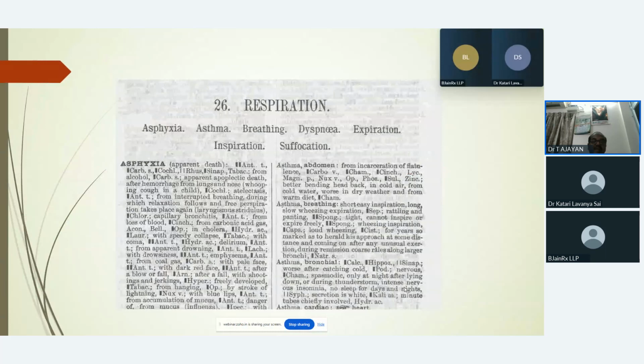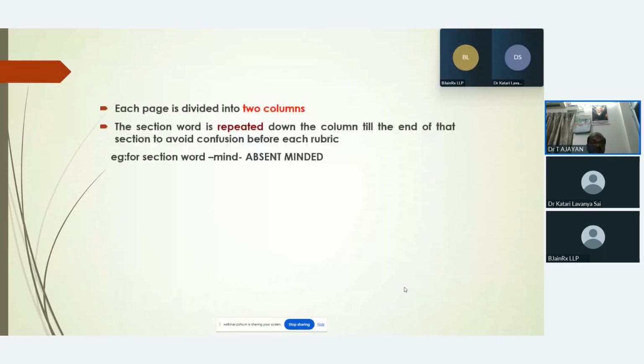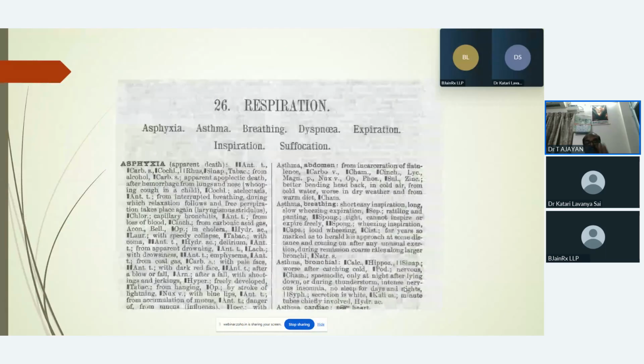Then under asphyxia, the number of rubrics is there. Listen here, on the right side: asthma abdomen, asthma breathing. Before the sub rubric, the main section is also mentioned. Here the section is asthma: asthma bronchial, asthma breathing. That is one advantage. Then each page is divided into 2 columns. The section word is repeated down the column till the end of that section, to avoid confusion before each rubric. Look here, 2 sections are there, and before the sub rubric that section is also mentioned. Therefore, while reading, there is no confusion.